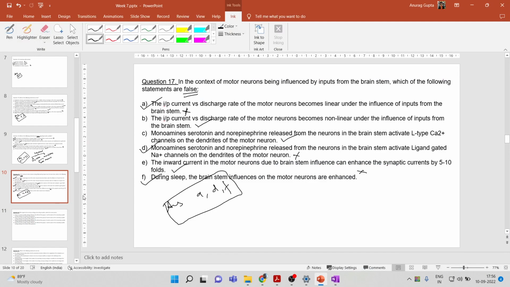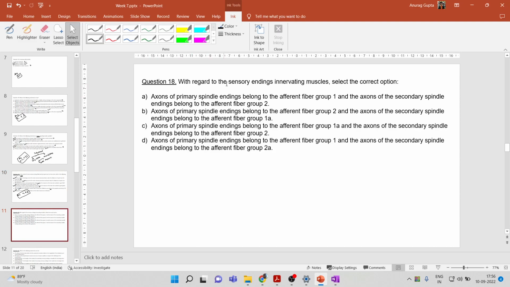Okay, so going on to the next question. With regard to the sensory endings innervating muscles, select the correct option. I'll give you around 30 seconds to answer this, and then we'll discuss this.